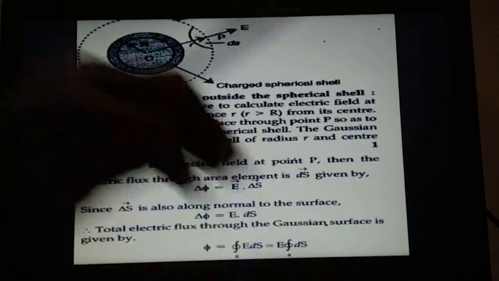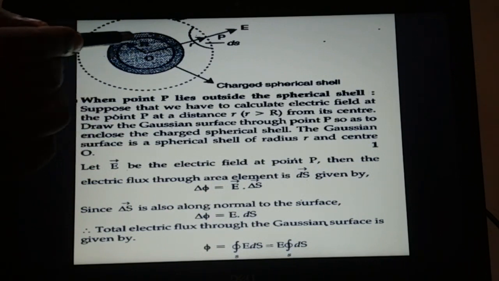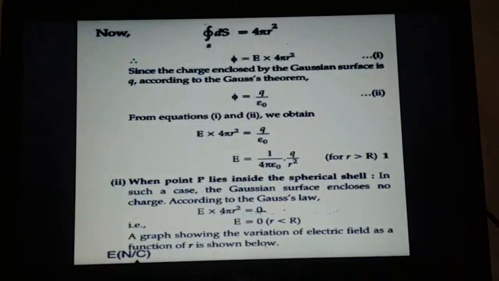What happens when small r is less than capital R? Then our Gaussian surface lies inside the conducting shell. In such a case, the Gaussian surface is described inside the conducting shell. I already told you it is a thin shell, and the charges are residing only over its surface.